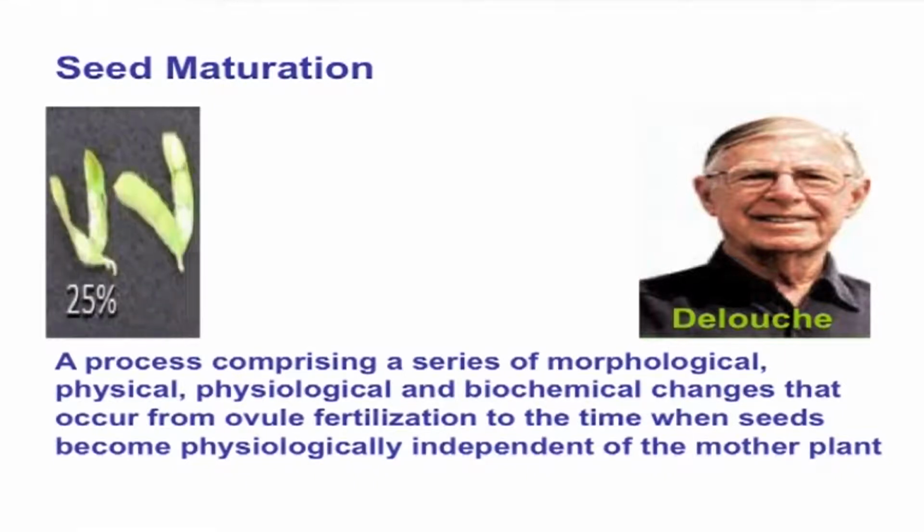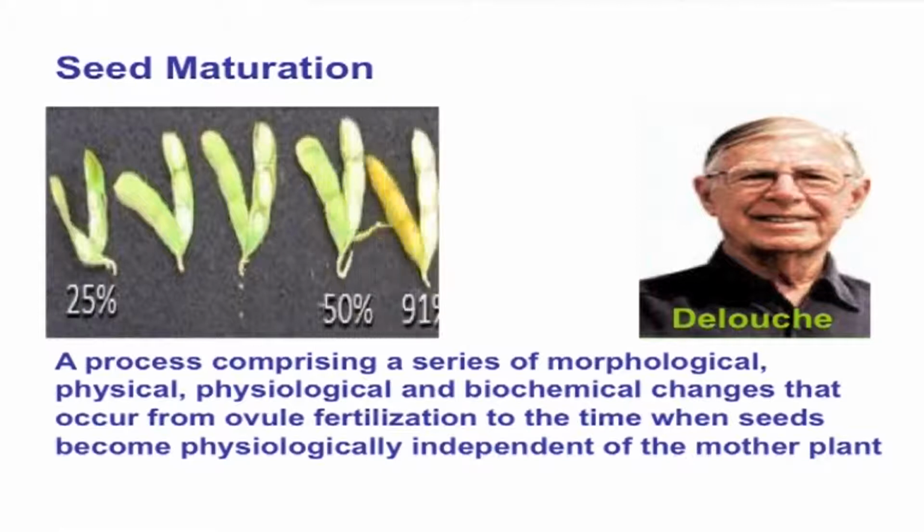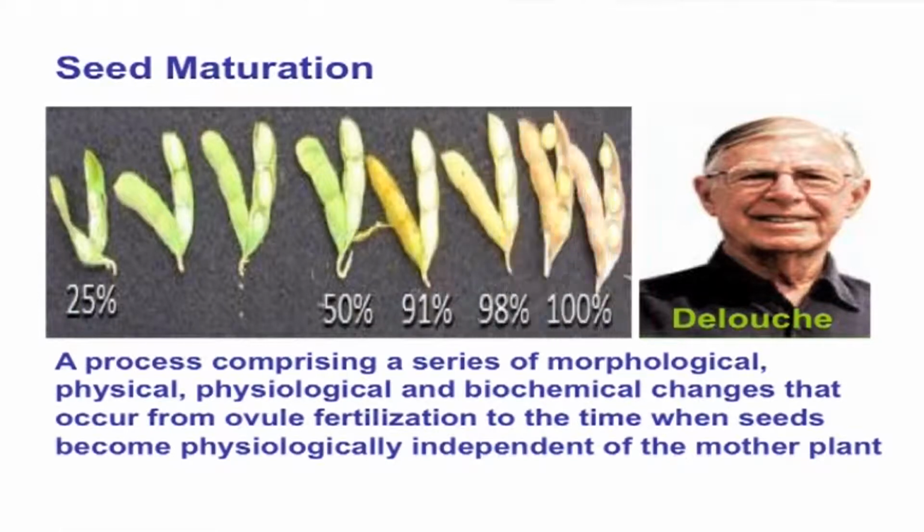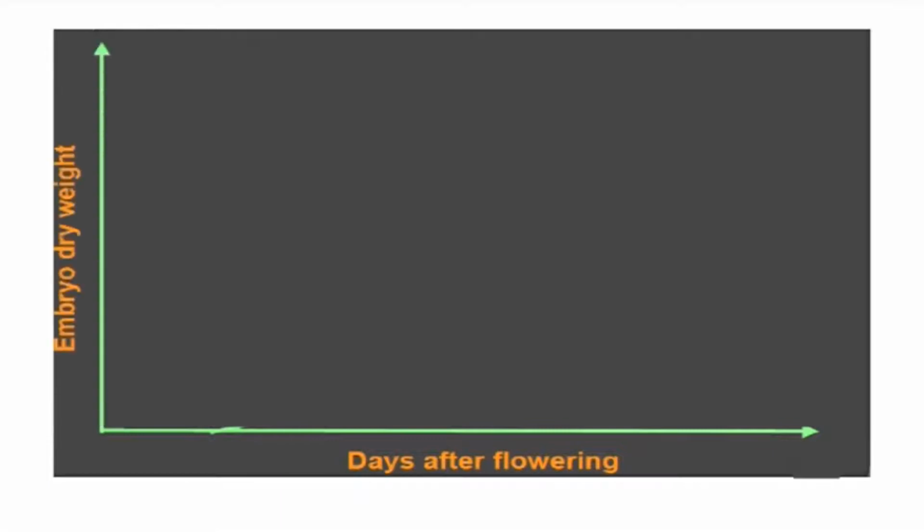morphological, physical, physiological and biochemical changes that occur from ovule fertilization to the time when seeds become physiologically independent of the mother plant. The phases of seed development can be divided into 4.